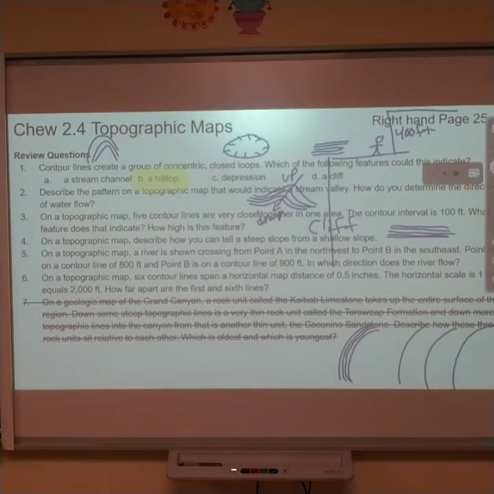For number 4, how close the lines are. So when the lines are really close, it's really steep. If the lines are farther apart, it's not steep.